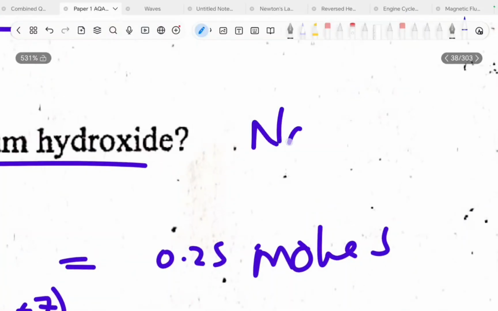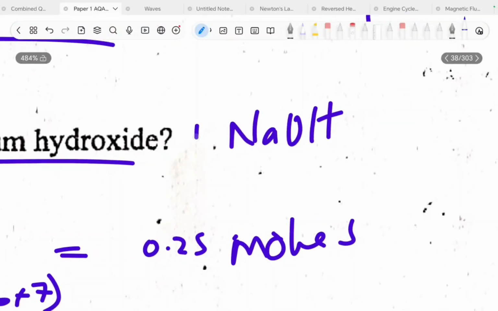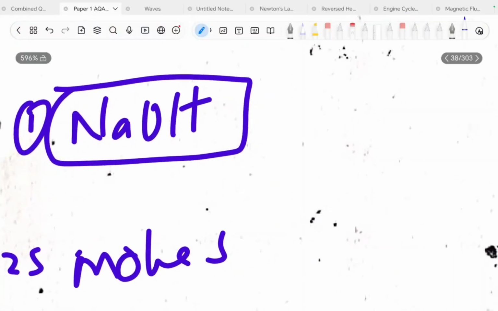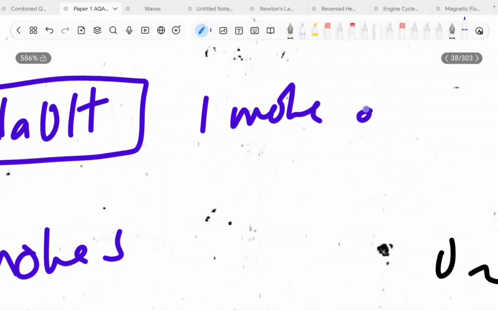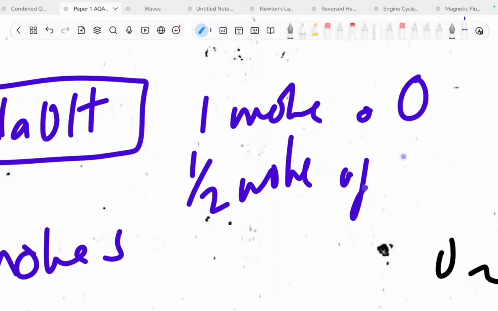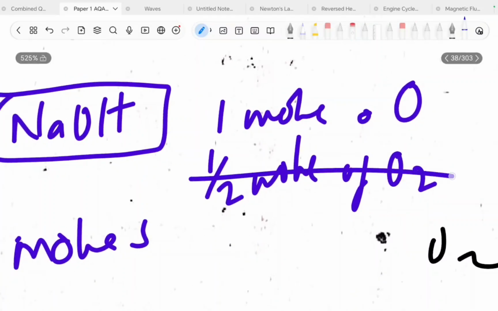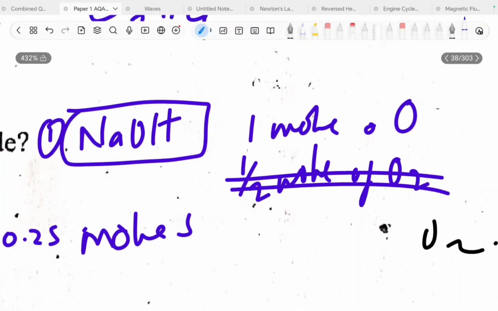But if you look at the equation, you can see that for 1 mole of sodium hydroxide, we form 1 mole of O. Or you can say we form half a mole of O2. But for simplicity reasons, I'm not going to say O2. It might be confusing for people. Just say 1 mole of O.